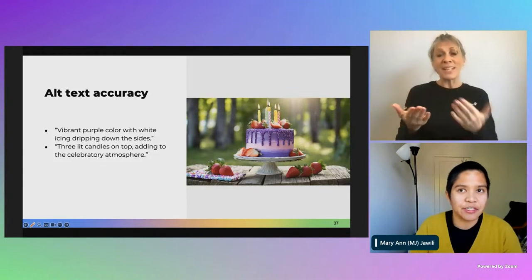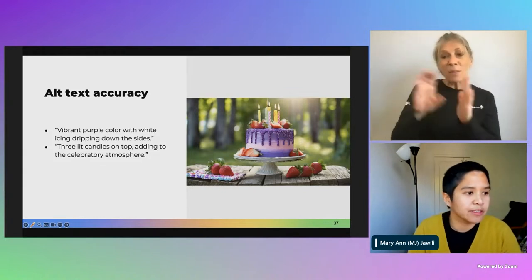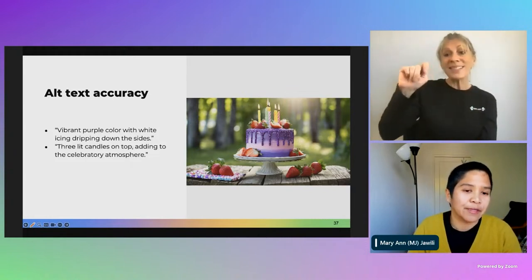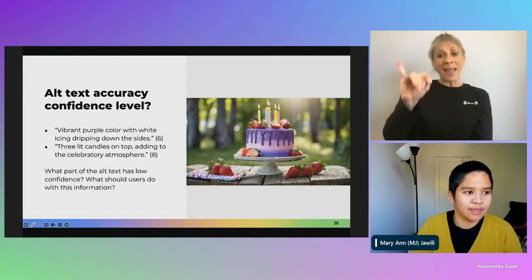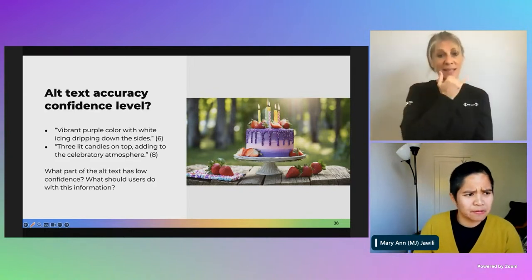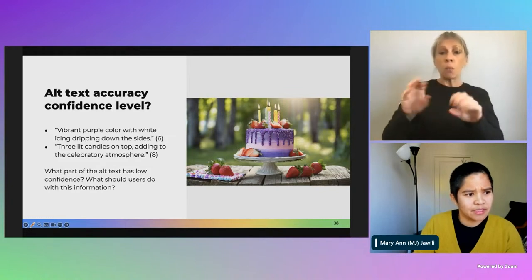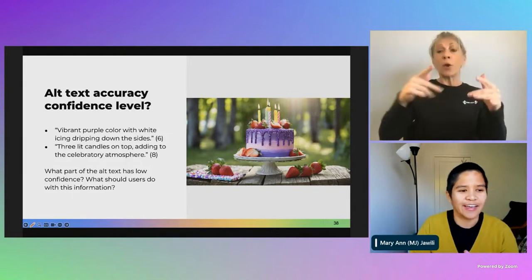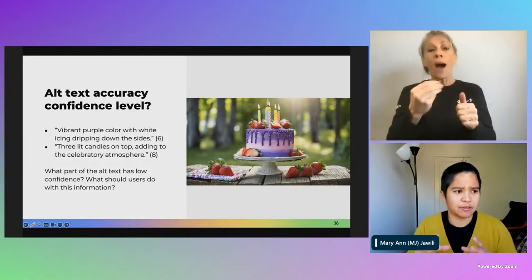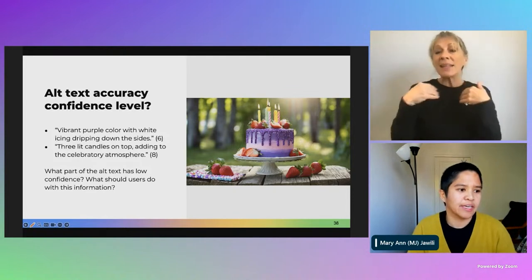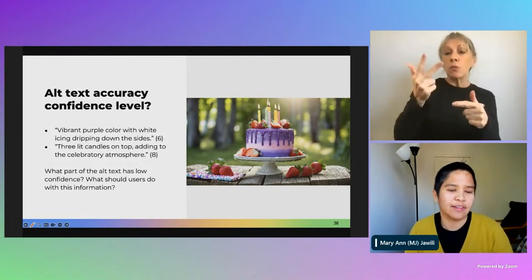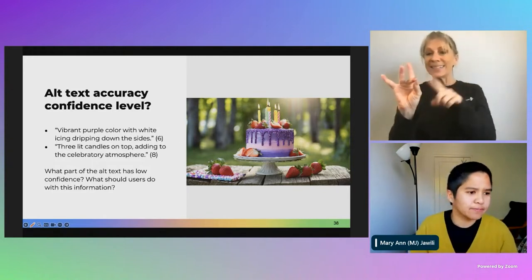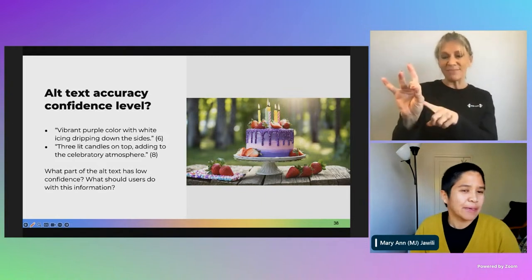So AI-generated images can have errors or mistakes, and not surprisingly, alt text that's generated by AI can also have mistakes. But maybe there's something we can do around providing a confidence level. If we said that the vibrant purple color with white icing dripping down the sides had an accuracy level of 6, and 3 lit candles on top adding to the celebratory atmosphere had a confidence level of 8 on a scale of 1 to 10, maybe that could be helpful.